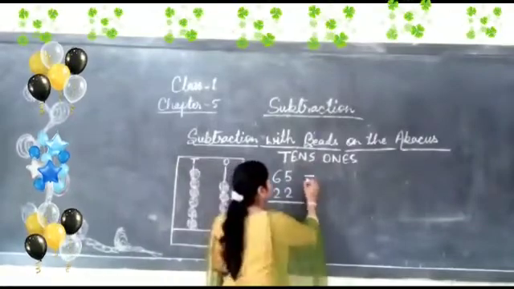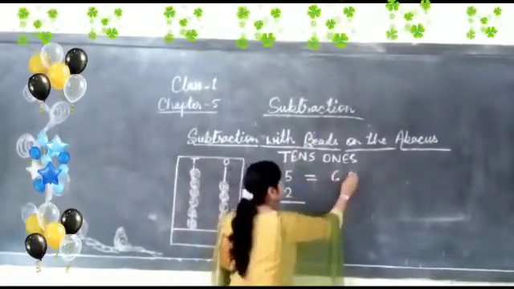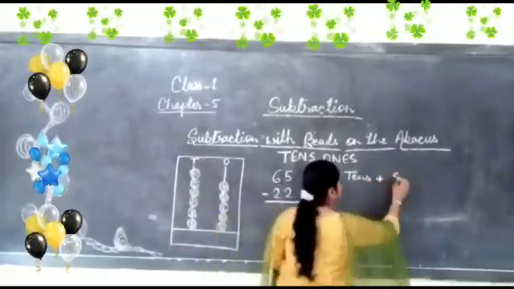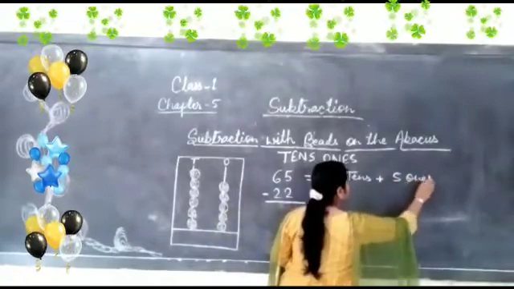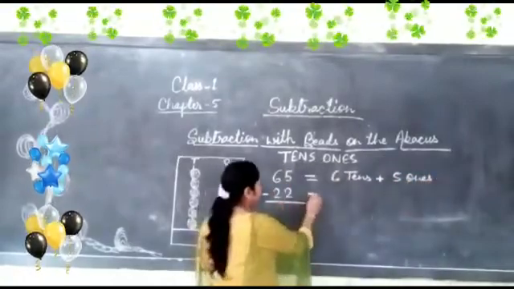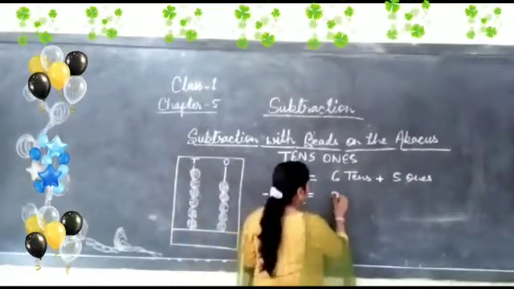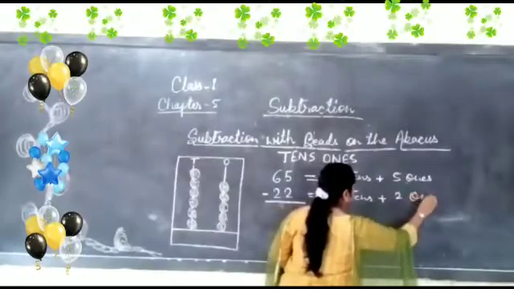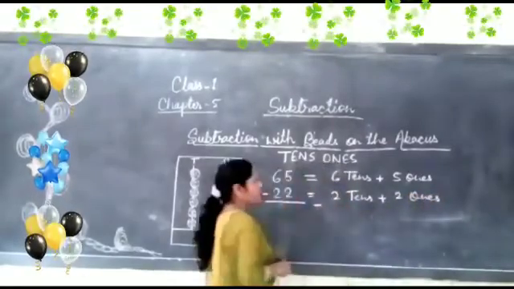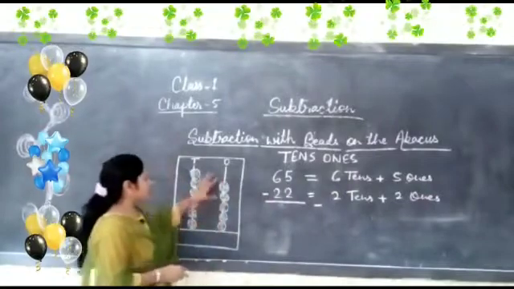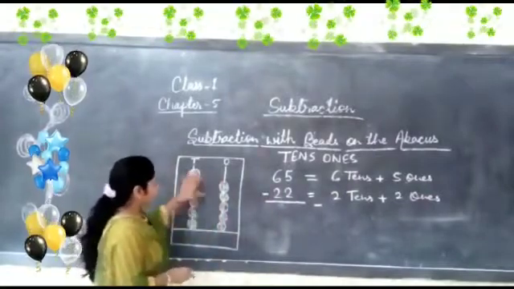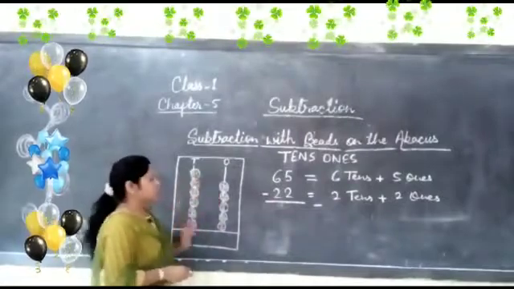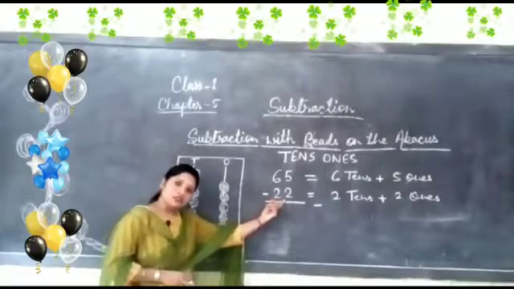So here we can write 6 tens plus 5 ones. Again we have 22, we will write like this: 2 tens plus 2 ones. Now we have to subtract. Here you can see we have made 65 beads, 5 in the ones place and 6 in the tens place. Now we have to take away 22.